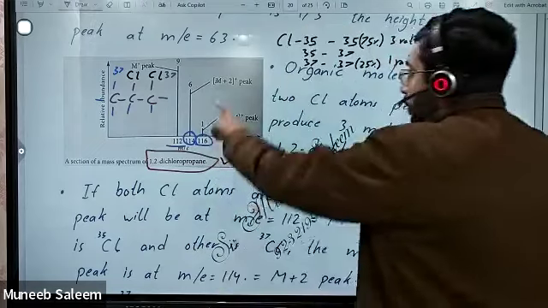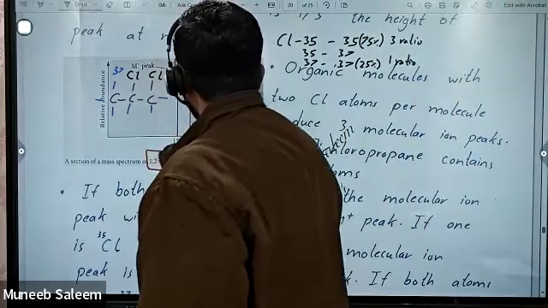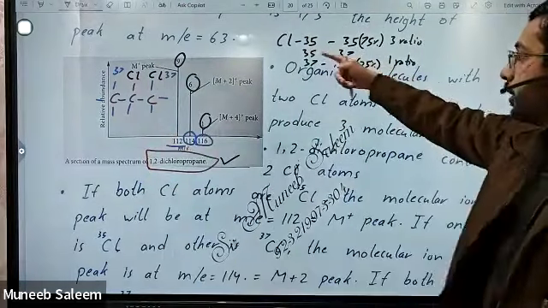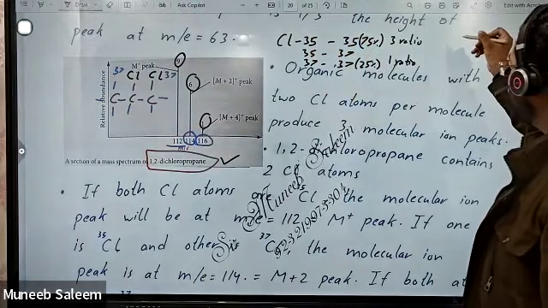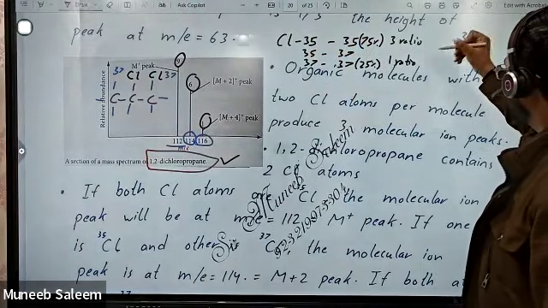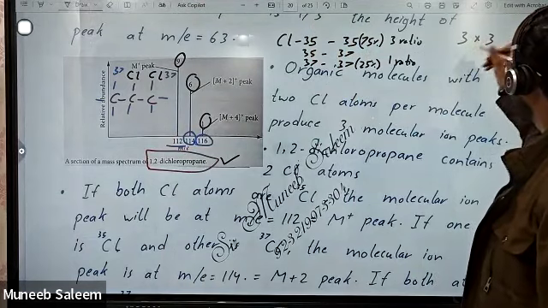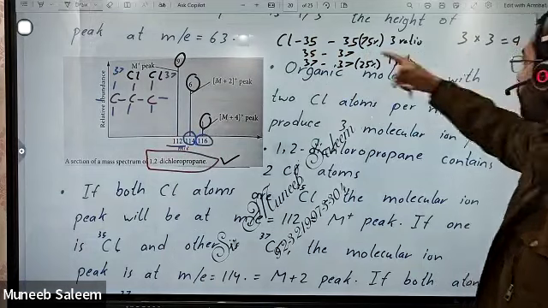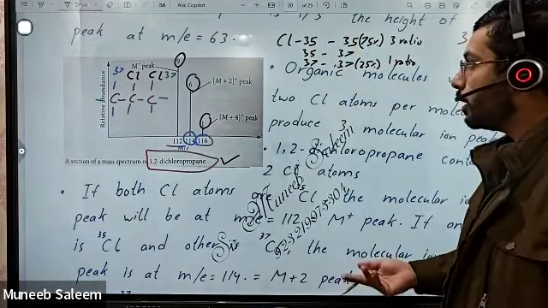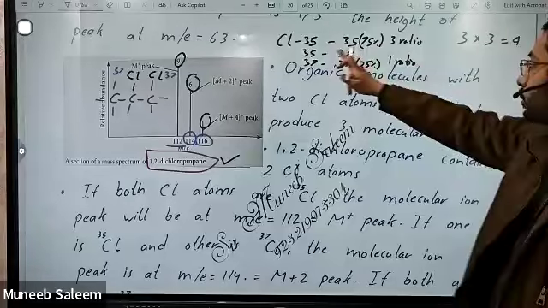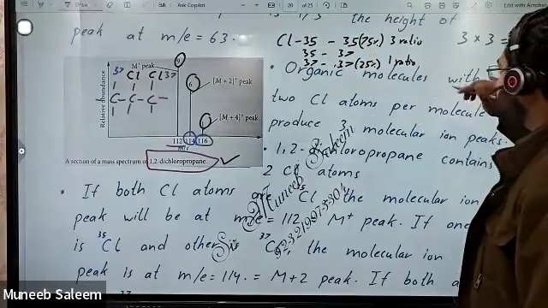Now, how do we find 9 here? These are basically their ratios. Let's suppose I'm taking chlorine 35, 35 both, then it will be 3 ratio into 3 ratio. That gives me 9. Both of these 35 are present, so to find the overall value, I have to multiply them. So 35 ratio is 3, 35 ratio is 3, so 3 times 3 is 9.